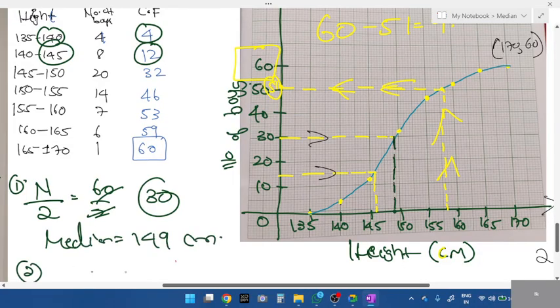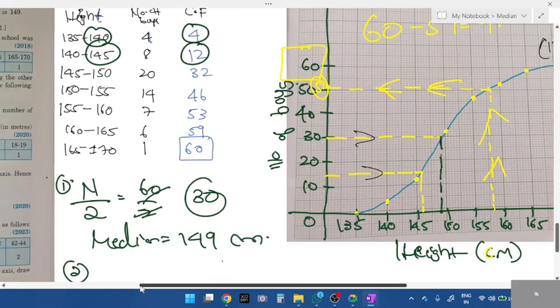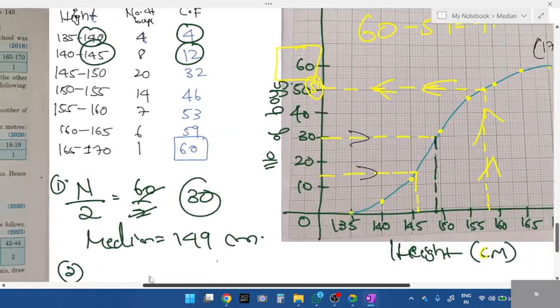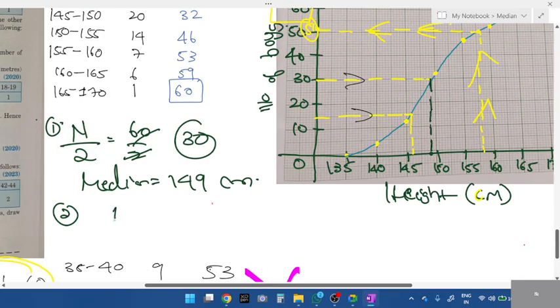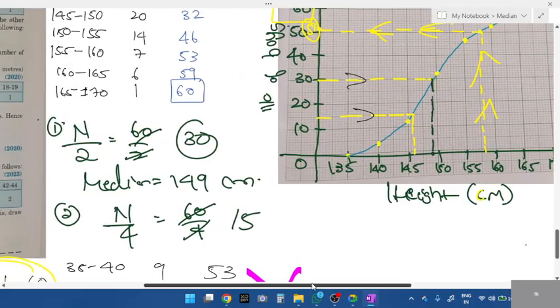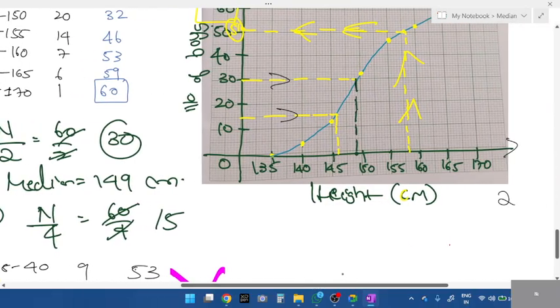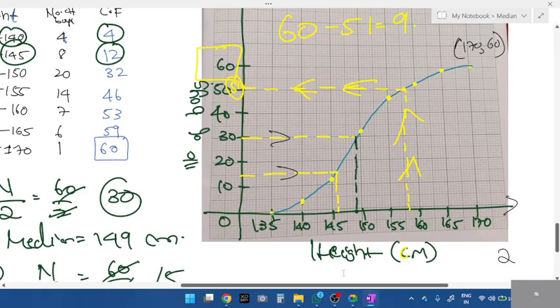Next, second question. Lower quartile, upper quartile. They've asked us to find lower quartile. The formula for lower quartile is n divided by 4. N is 60. 60 divided by 4 is 15. So in the y-axis, whether it is median, lower quartile, or upper quartile, everything we take from the y-axis, students. Look at 15, the yellow line. I'll label it as Q1. This is Q2.